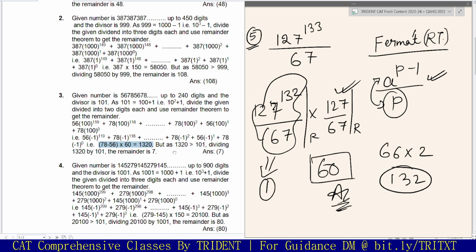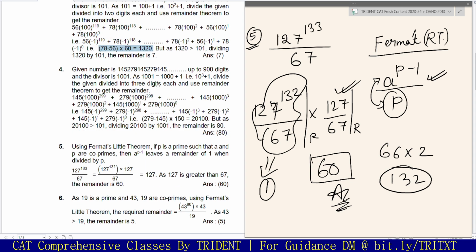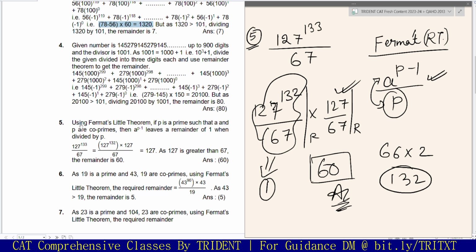I'll show you the explanation also if I can. Yeah, so this is the explanation. This explanation using Fermat's little theorem, they have answer is 60. If p is a prime such that a and p are co-prime, then a raised to the power p minus 1 leaves a remainder of 1. So basically exactly what I was telling you. Either it leaves a remainder of 1, or it's a multiple.